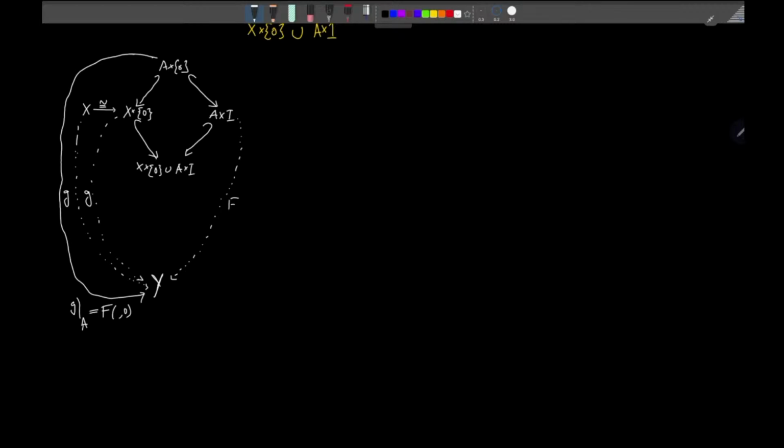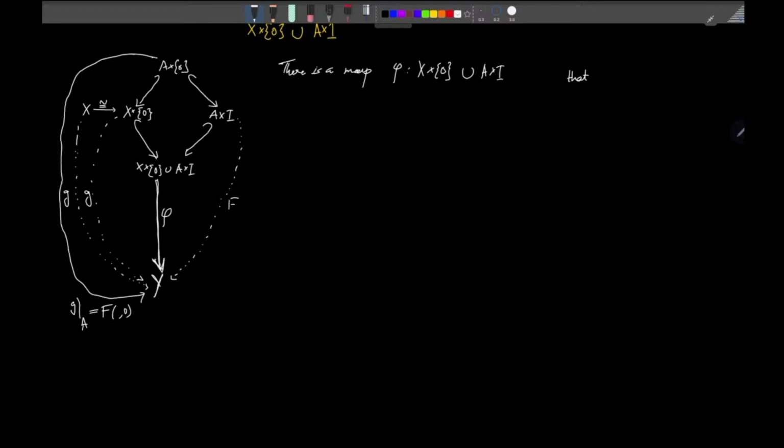I know this picture right now really looks terrible, absolutely terrible, but I guess I can't help it. So what we wish to do here is just grab a map right here. Yeah, I guess that is probably the best thing we can do. Let's call this phi. So I claim that there is a map phi from X cross 0 union with A cross I, such that this entire diagram commutes.